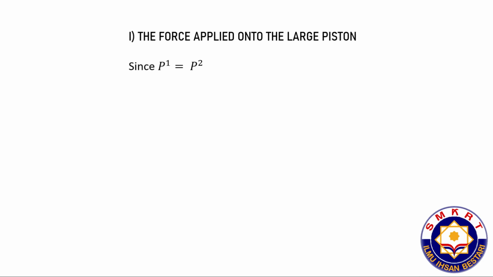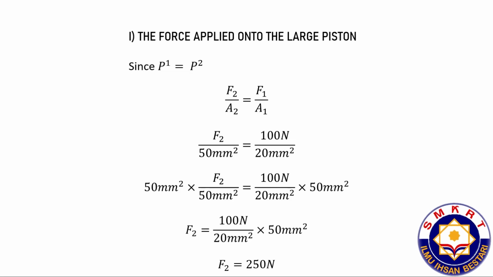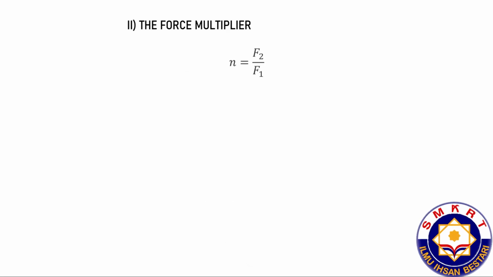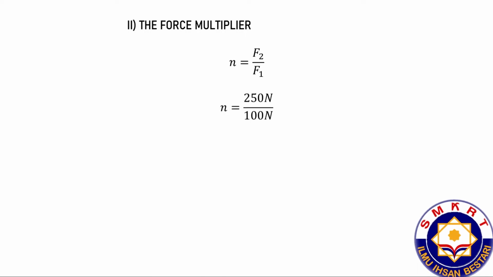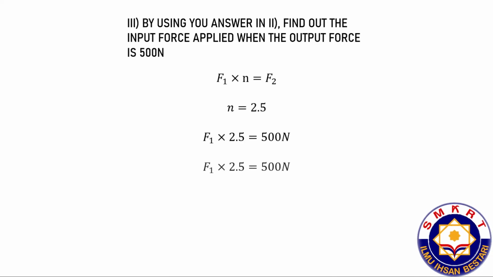Done? Let's check your answers. For number 1, it is pretty straightforward. Since pressure on the input piston is equal to the pressure on the output piston, we can relate the formulas of both and find the output force. Like so. Number 2, to answer this we just need to take the output force and divide it with the input force. Number 3, similar to 2 except we now have the force multiplier, and all we have to do is just divide it with the output force.